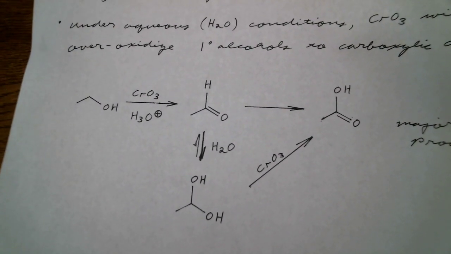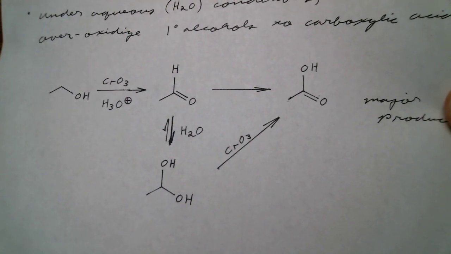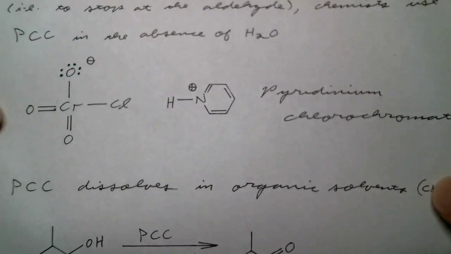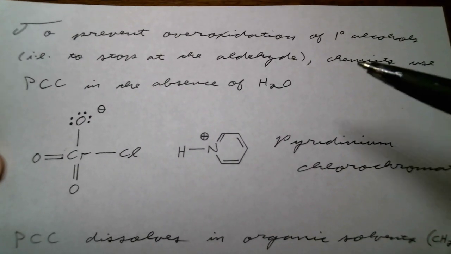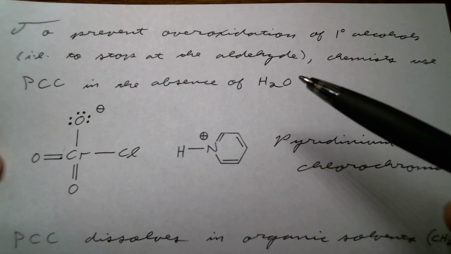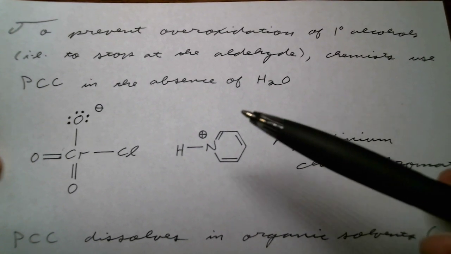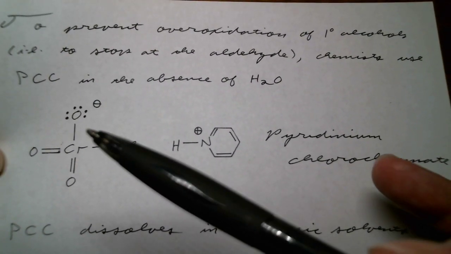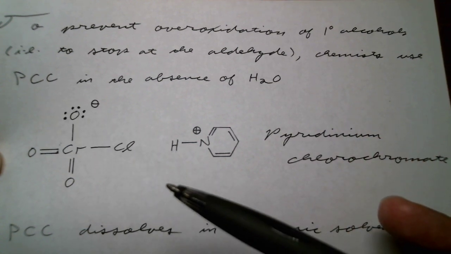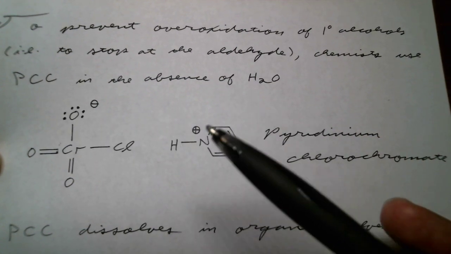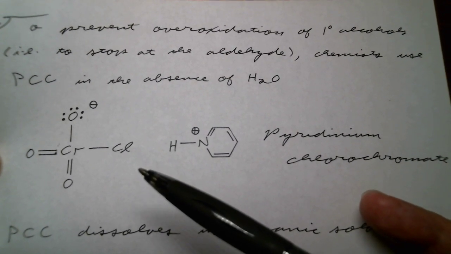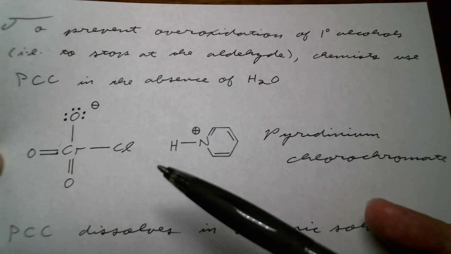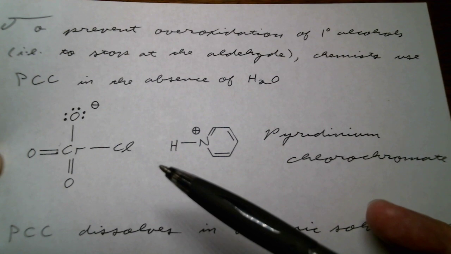What is the alternative that we can use to stop at the aldehyde so we don't over-oxidize to carboxylic acid if we're not looking for a carboxylic acid? The answer is that to prevent over-oxidation of primary alcohols, that is, to stop at the aldehyde, chemists use something called pyridinium chlorochromate. It's a big word, right? So we abbreviate it as PCC, in the absence of water. If you threw in water, it would behave just like chromium trioxide or potassium dichromate. It would over-oxidize your primary alcohol all the way to a carboxylic acid.